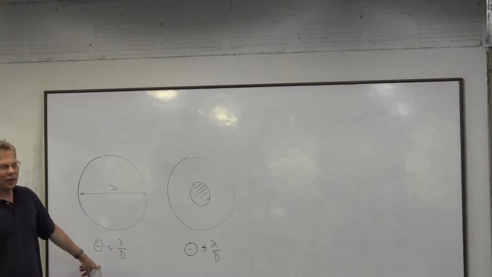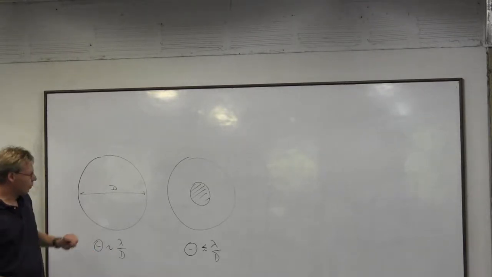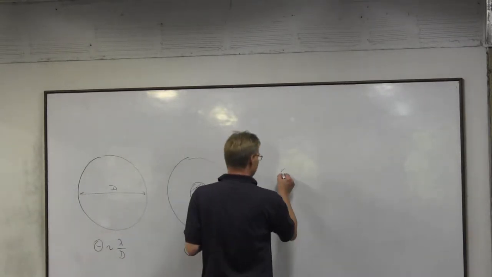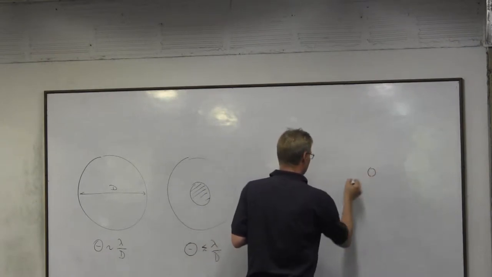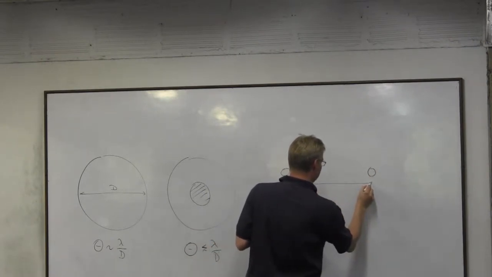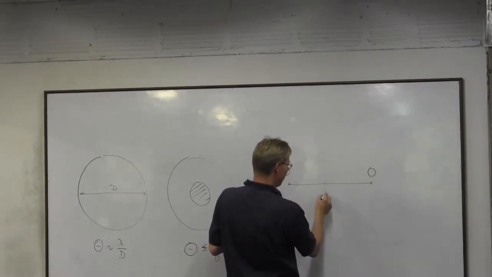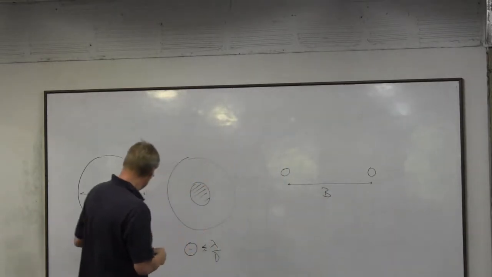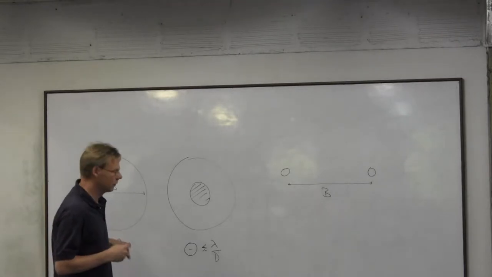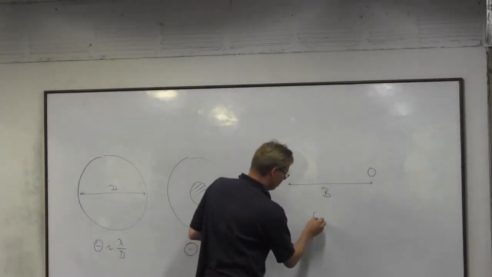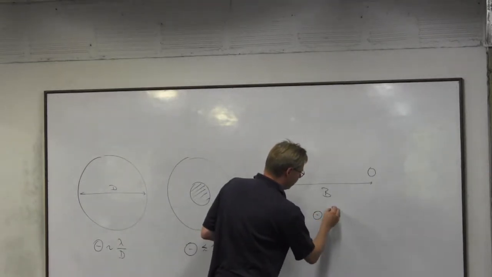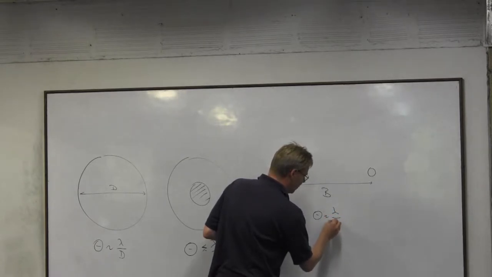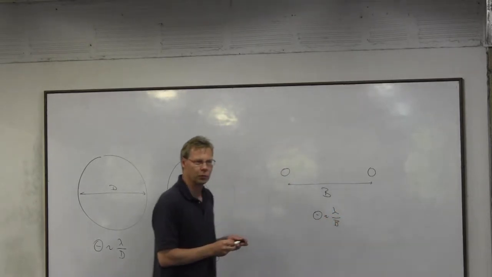Now, I then went from the single aperture to the interferometer, where I said they're separated by a baseline B. And if I use that simple analogy from here, my resolution would be about lambda over B, right? This was what was asked in the test.